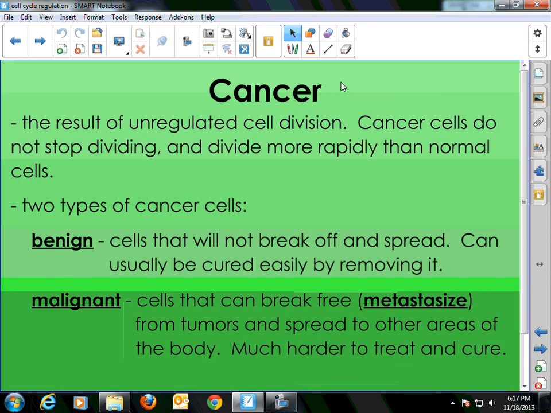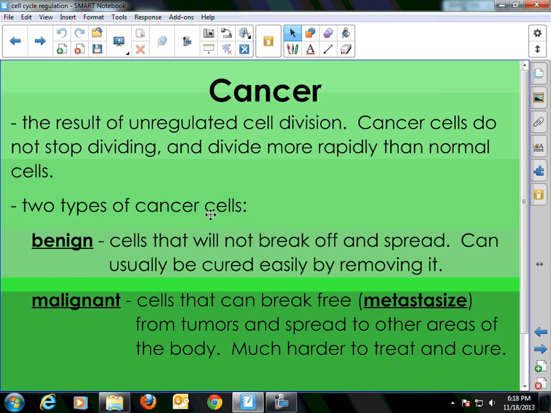When cell regulation goes wrong, we call that condition cancer. And what cancer really is, is a condition where cells go through the cell cycle uncontrolled. They go through it rapidly, they grow rapidly, and they divide, and they will never stop. They divide over and over and over again. And they can divide so rapidly they will overtake normal cells that surround them.